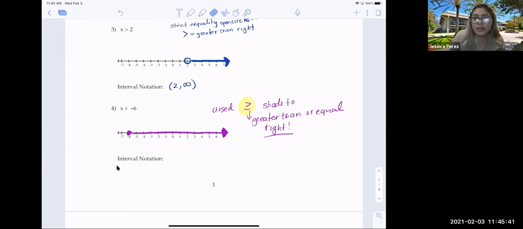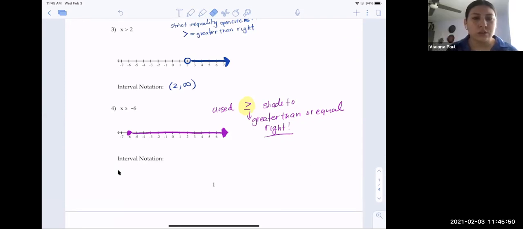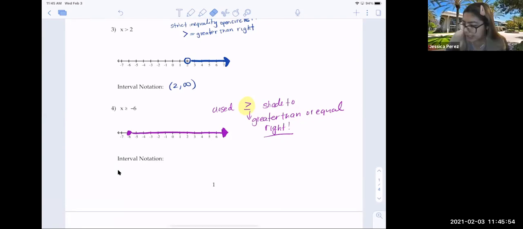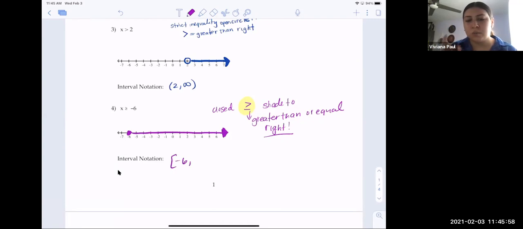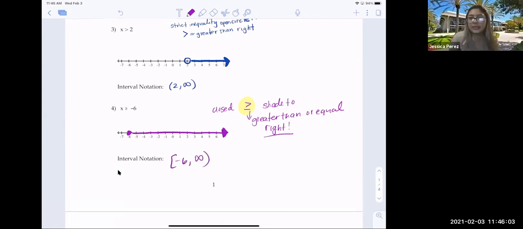Viviana, what would be your interval notation? How did you write that? Where do you start from? From the closed circle. So that would be bracket negative six. Yes. And then you said that infinity has parentheses. So that would be infinity and then parentheses to close it off. Perfect. There it is. And that is my solution.